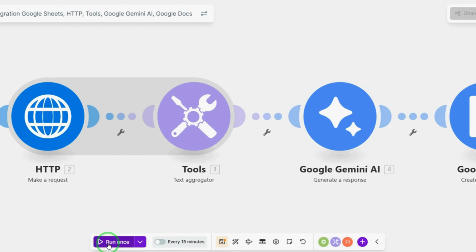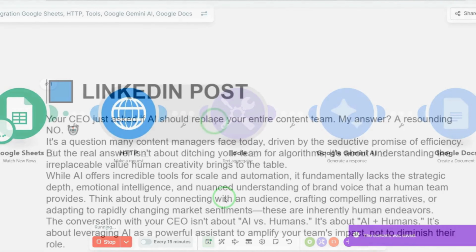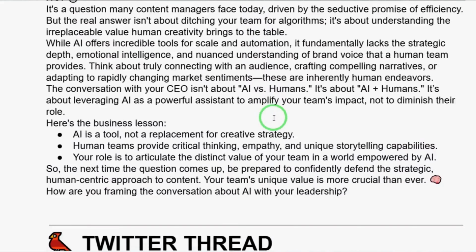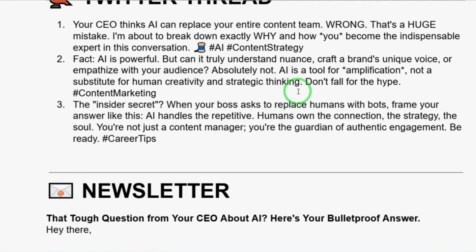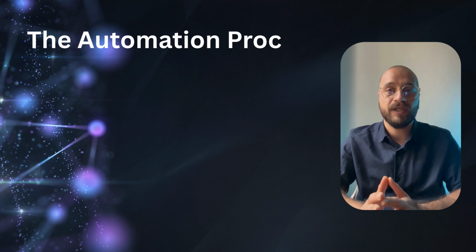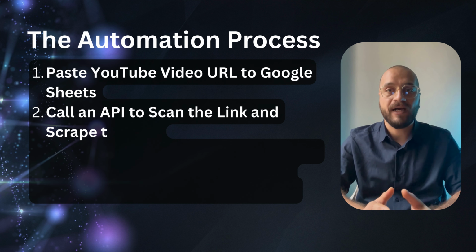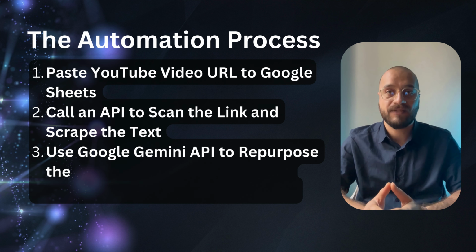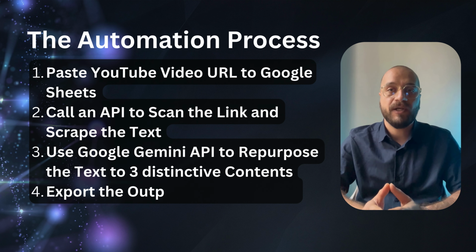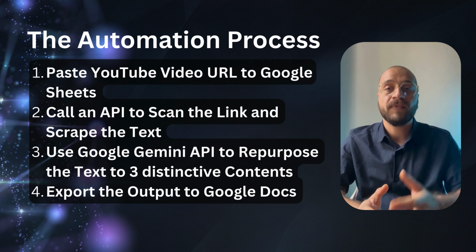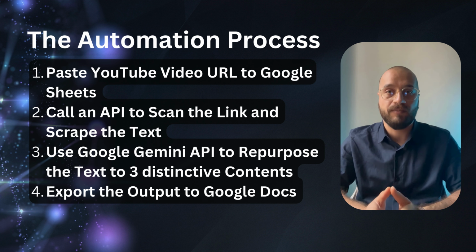This simple automation turns my video into 3 social posts, a LinkedIn post, a Twitter thread, and a newsletter. Today, I'm going to teach you how to create this simple automation. You give your video's URL to Google Sheet and then connect to an API which scrapes the details and the text from the video, and then Gemini converts the video's text to 3 different social posts. Let's see how we can create this automation.